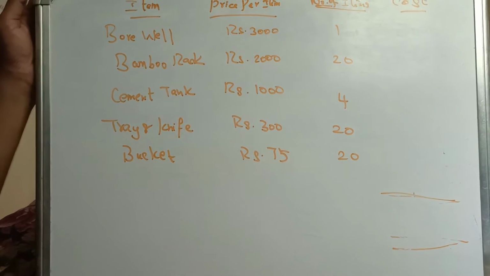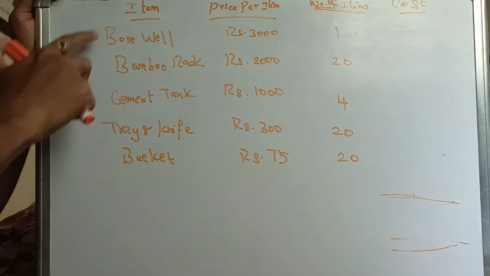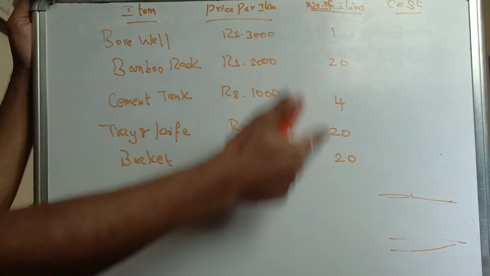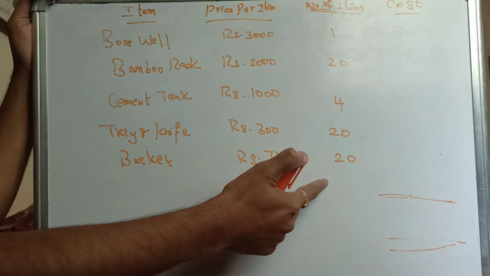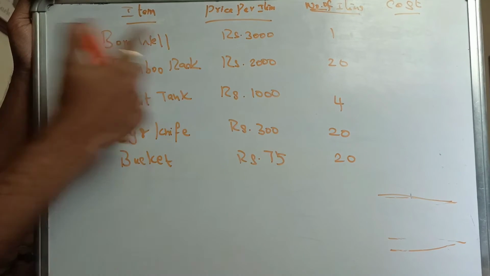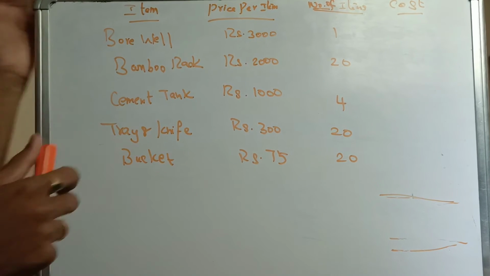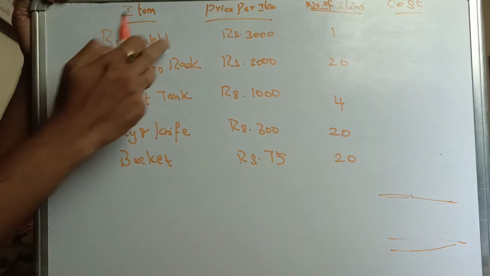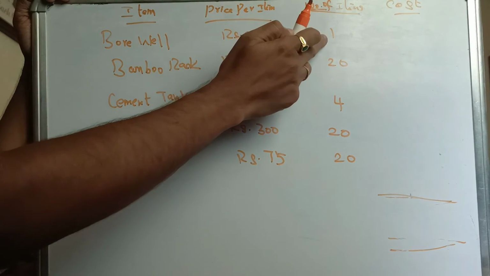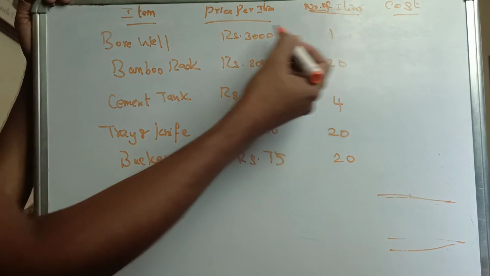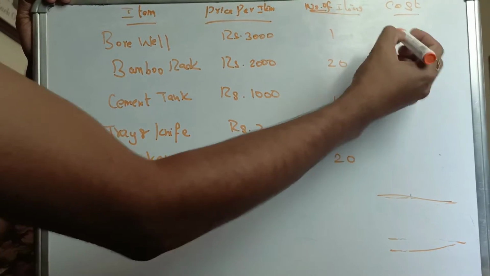So now you have to identify the cost for each line item based on the number of items required for setting the fish drying factory. I mean, based on the quantity for each item required for setting the fish drying factory. Let's take the first line item, borewell, which is rupees 3000, and the quantity required is 1 only. So it is straightforward: 1 into 3000 is equal to 3000.